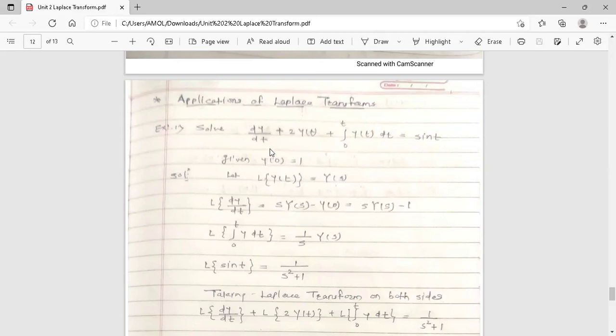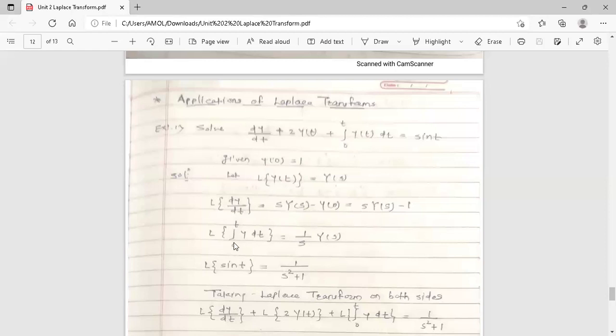This value is for only this example. For another example, it may vary. y(0) may be another value. For this example only, y(0) is 1. And Laplace of dy/dt, using the property for the derivative term, is equal to s Y(s) minus y(0). It is s Y(s) minus 1.